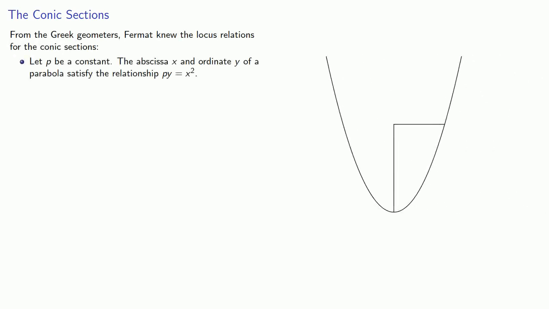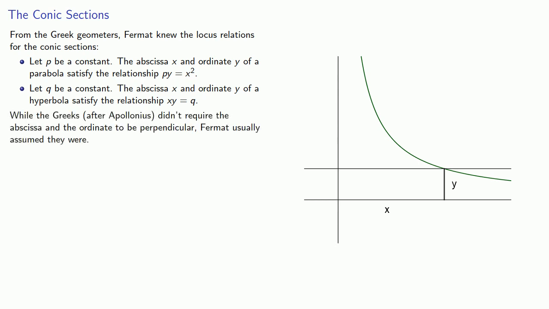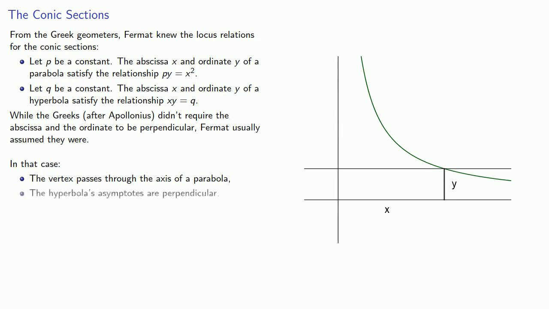How about the conic sections? From the Greek geometers, Fermat knew the locus relations for the conic sections. Let P be a constant. The abscissa X and ordinate Y of a parabola satisfy the relationship PY equals X squared. And let Q be a constant. The abscissa x and ordinate y of a hyperbola satisfy the relationship xy equals q. While the Greeks, especially after Apollonius, didn't require the abscissa and ordinate to be perpendicular, Fermat usually assumed they were. In that case, the vertex passes through the axis of a parabola, and the hyperbola's asymptotes are perpendicular.